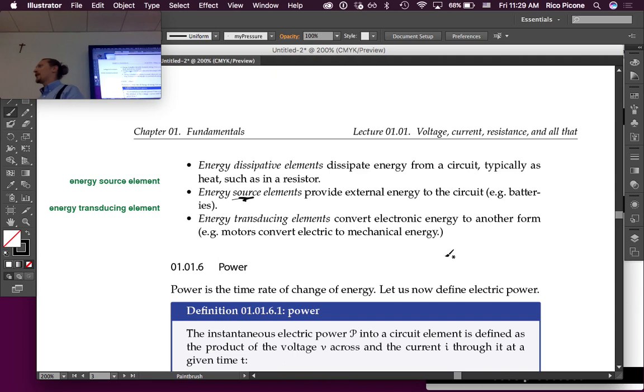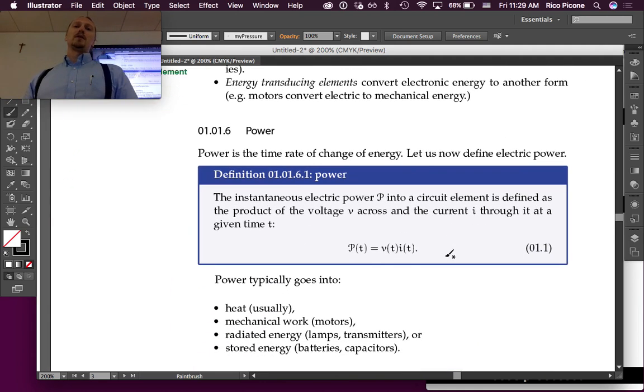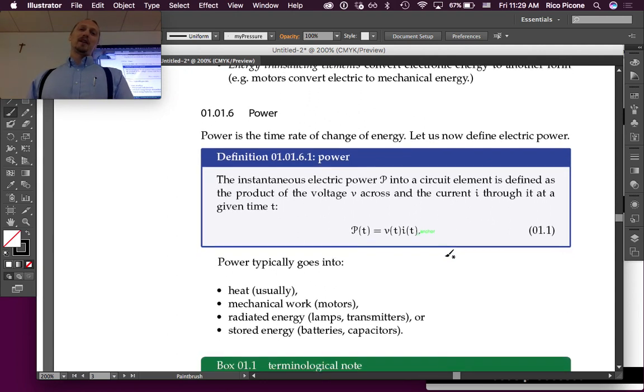But energy in general, we are going to assume is conserved. We're not doing any fusion stuff here. No fusion in this class. I know you thought there was going to be.